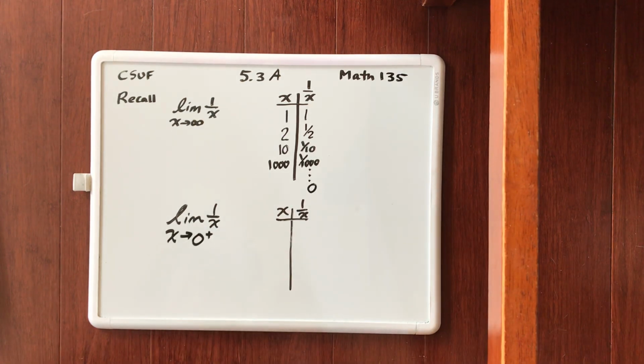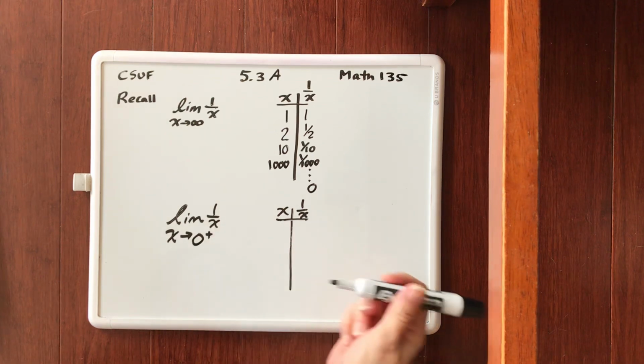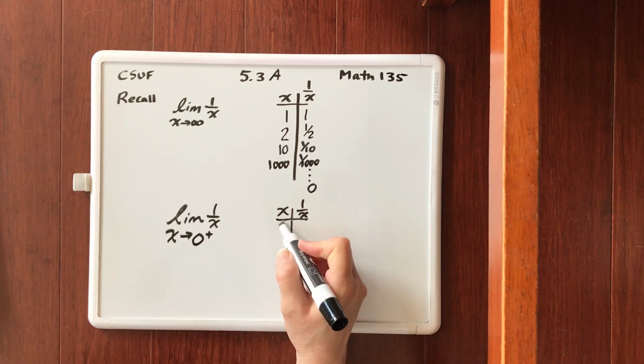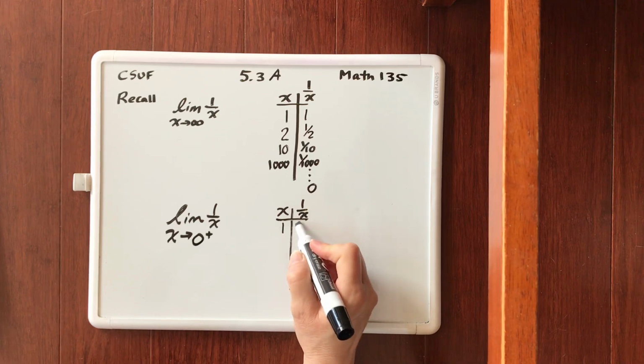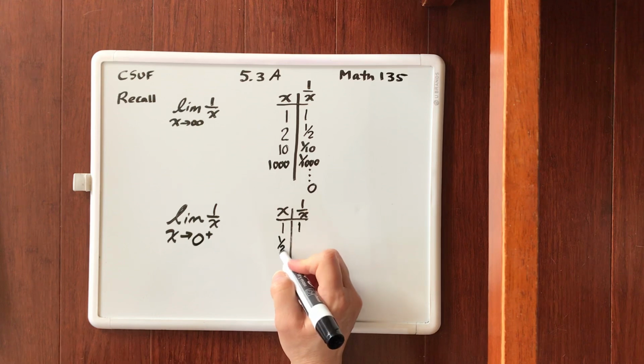Okay? Now let's go to the next one. The limit of 1 over x as x approaches 0 from the right. So we're coming from the right. So let's start with 1. If we put a 1 in there, we get 1. Now we're approaching 0, so let's try 1/2.